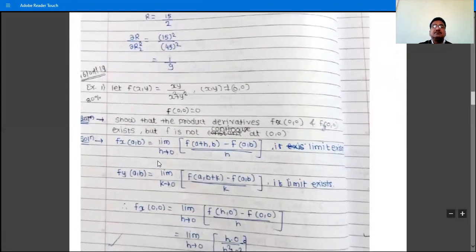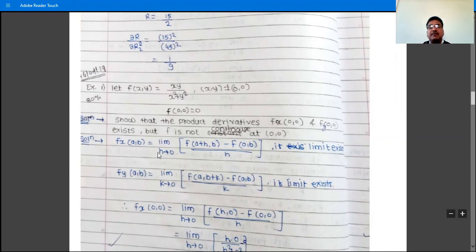Next example: if f(x, y) is xy divided by x² + y², if (x, y) is not equal to (0, 0), and f(0, 0) is 0, show that the partial derivatives fx(0, 0) and fy(0, 0) exist, but f is not continuous at (0, 0). Already we have shown that this function is not continuous at (0, 0) because the limit as (x, y) tends to (0, 0) does not exist, because the limit along the path y = mx depends on m.